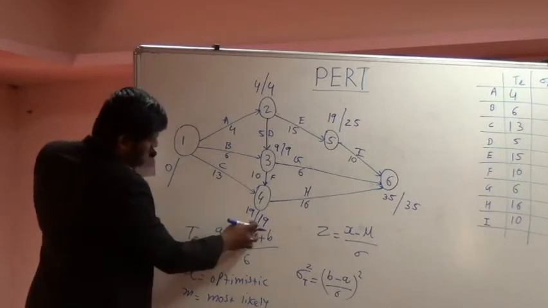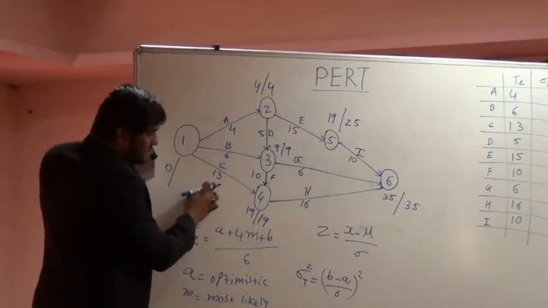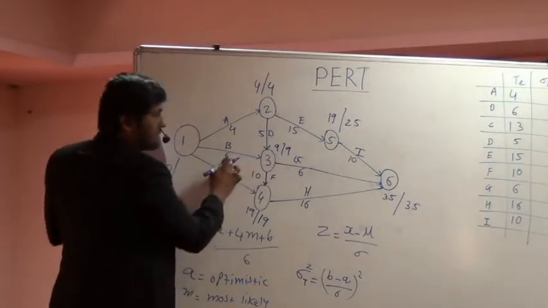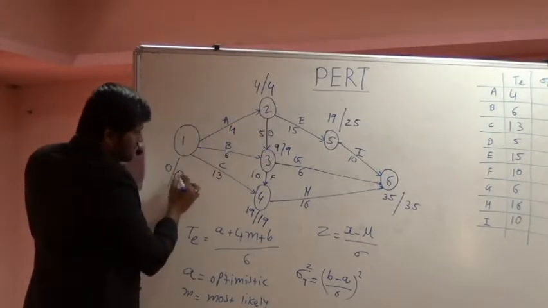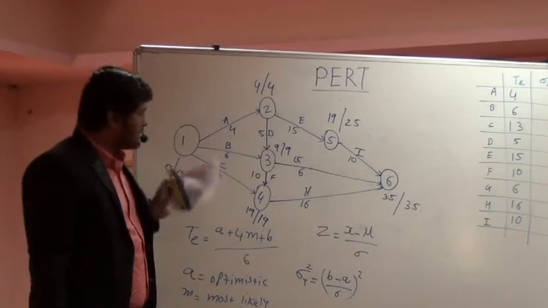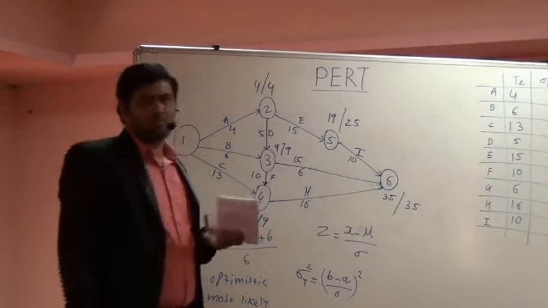At last, 19 minus 13 is 6. Then 9 minus 6 is 3, and 4 minus 4 is 0. So minimum is 0, so I'll write down 0. So this is the end of the calculation part of the time duration.